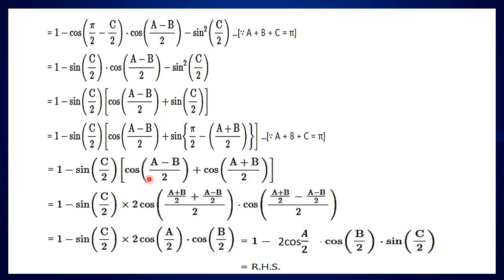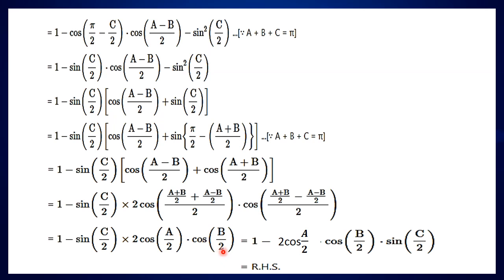Now this is of the form cos C plus cos D, that is 1 minus sin C by 2 into cos C plus cos D, which is 2 cos (C plus D) by 2 into cos (C minus D) by 2. That is 1 minus sin C by 2 into 2 cos A by 2 only will remain here, because B by 2 minus B by 2 will get cancelled. So A plus A by 2, that is A by 2. Similarly, the second term will contain only cos B by 2.